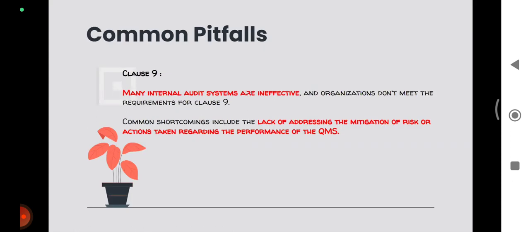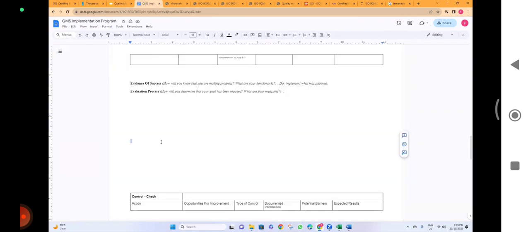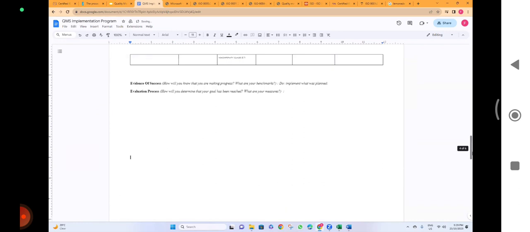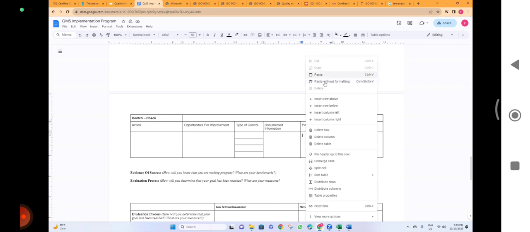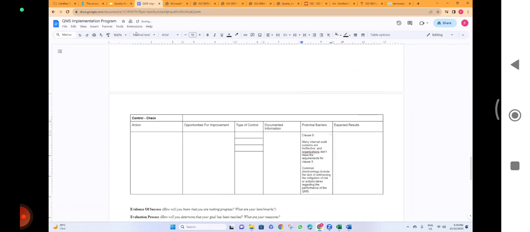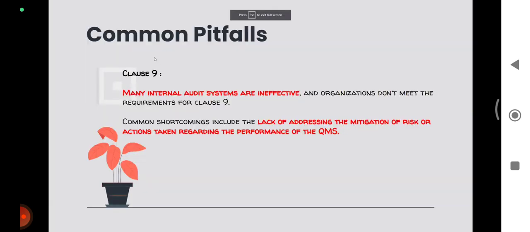So under check now, what are the common pitfalls? The common pitfalls here: many internal audit systems are ineffective, and there is also a lack of addressing or mitigation of risk, or of actions taken regarding performance of the quality management system. So this is the first step that you have to do to make sure that this mistake is not repeated again in your organization. So under check now, this is what you have to do. You come over here and then you place your common pitfalls. After common pitfalls now, what you need to do, and then how to do it.